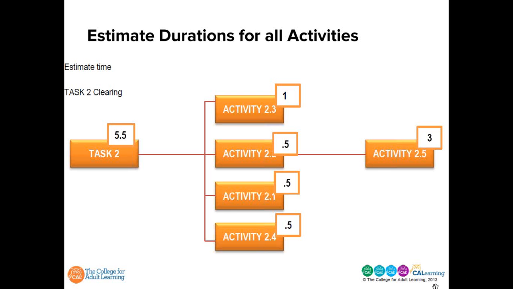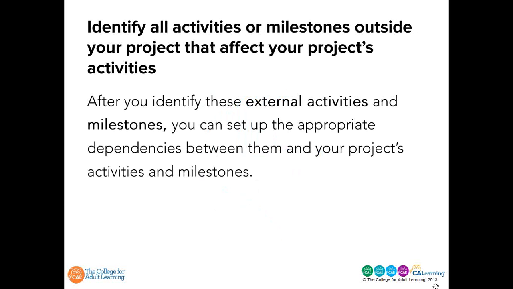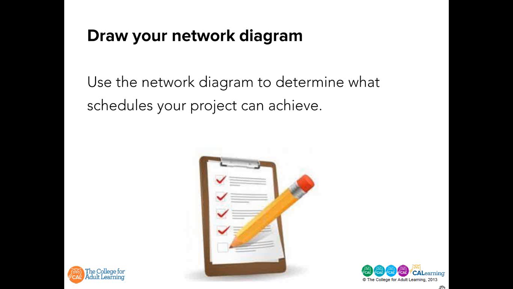Now the next step is to identify all immediate and final dates that must be met. These dates define the criteria that your schedule must meet. Then you need to identify all necessary activities and milestones outside your project that have an impact on your project's activities. After you identify these external activities and milestones, you can set the appropriate dependencies between them and your project's activities and milestones. Then, finally, you can put together a comprehensive plan.